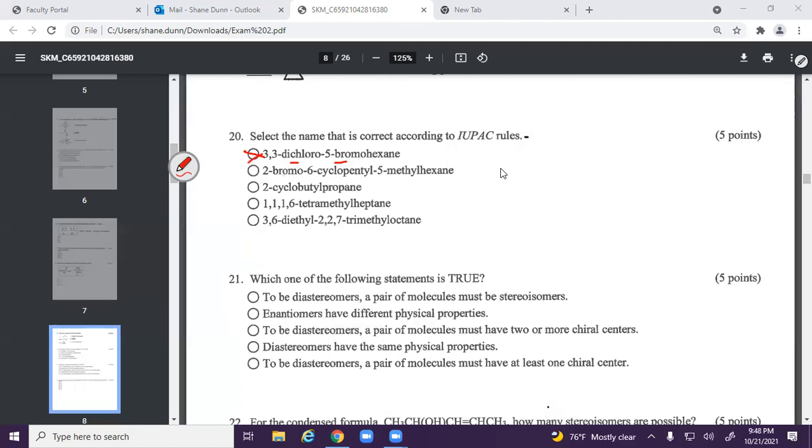What takes more priority, bromo or cyclo? Which one's heavier? Bromo, good. What takes more priority, cyclo or methyl? Cyclo. So cyclo here is 6, methyl here is 5. That's not possible because it's not the right priority setting, right? Cyclo should come before methyl. Does it make sense or no? Yes, they numbered it wrong. It is numbered wrong. Okay.